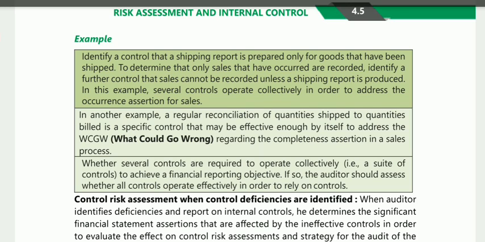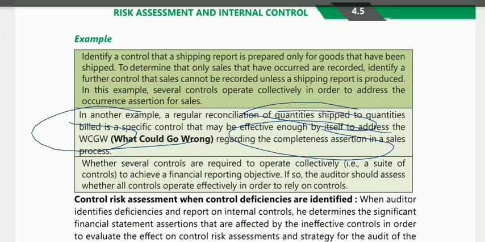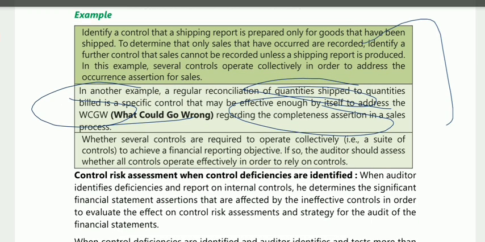So these are just examples for reliance on internal control. They are saying a regular reconciliation of quantities shipped to quantities billed is a specific control. What you are doing is reconciling the quantities shipped and quantities billed, and if you find that there is a mismatch between the two, then you must find the reasons for what could go wrong. This is regarding the completeness assertion. So in this way the auditor checks whether he should rely or not.